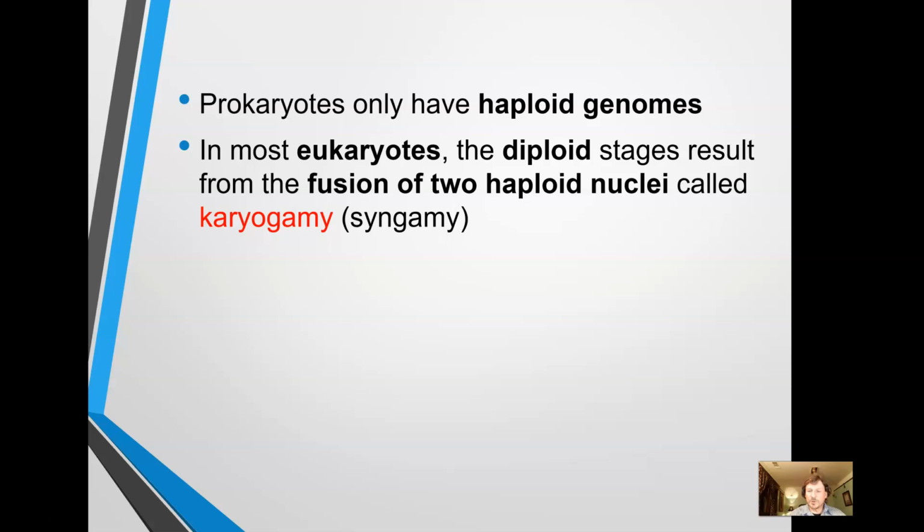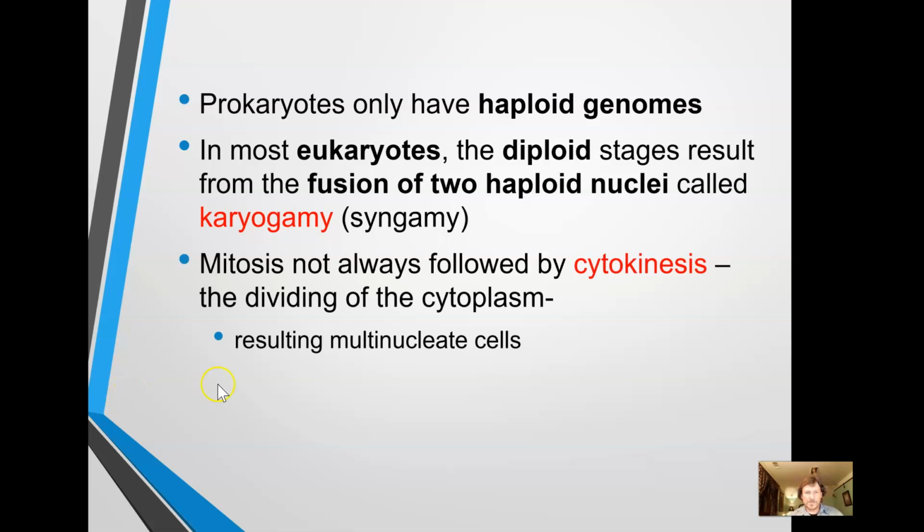In eukaryotes, there's usually both a diploid and a haploid stage. And the diploid stage comes about by the fusion of two haploid nuclei, called karyogamy or syngamy. Fertilization is another term that's used for that in animals in particular.